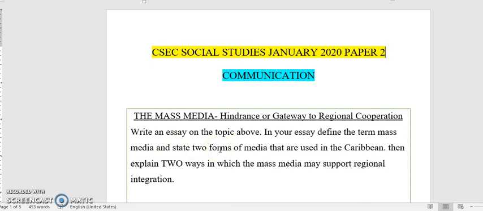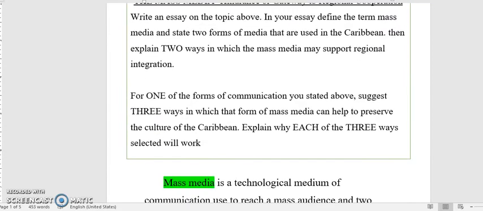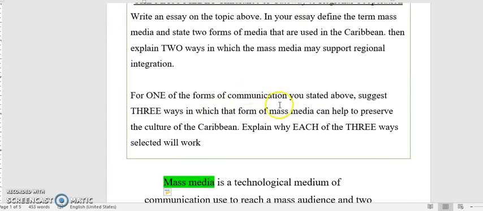Then, explain two ways in which the mass media may support regional integration. For one of the forms of communication you stated above, suggest three ways in which that form of mass media can help to preserve the culture of the Caribbean. Explain why each of the three ways selected will work.